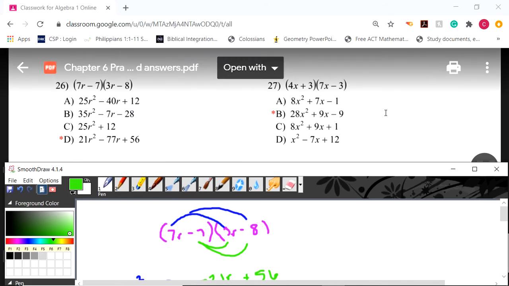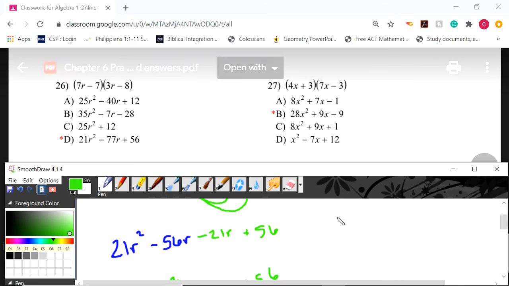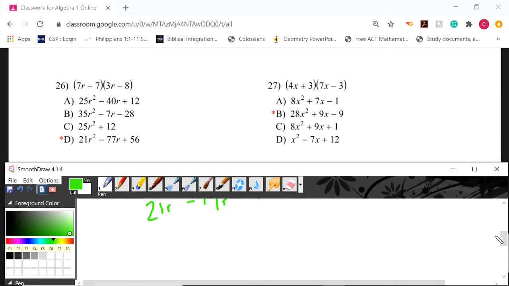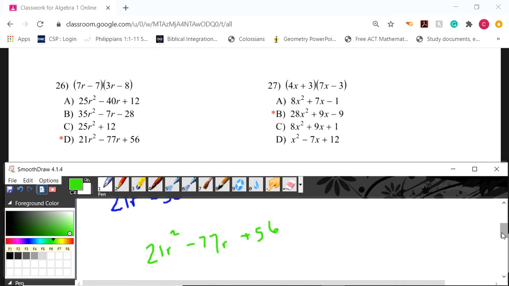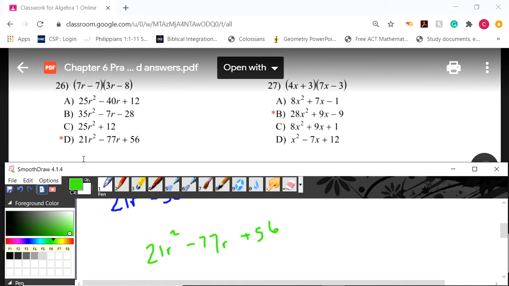And then we look at our answers and see if it matches any, or it matches the right one. And let's see here. Oh no, they got 28. How did I do that wrong? No, they didn't. I'm looking at the wrong one. Yes, I got it right. 21r squared minus 77r plus 56.